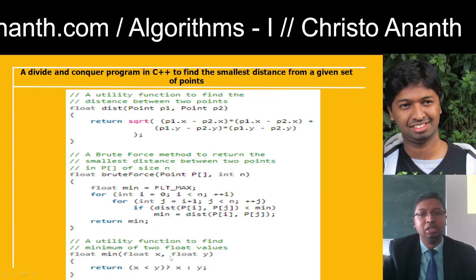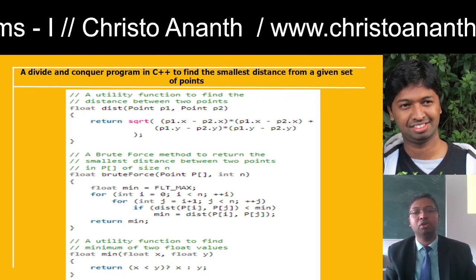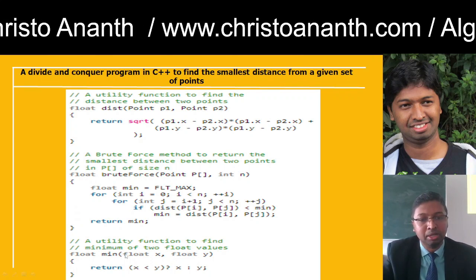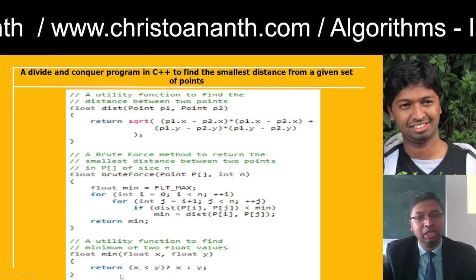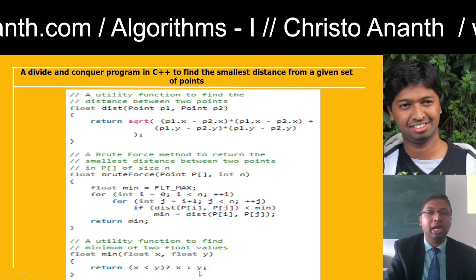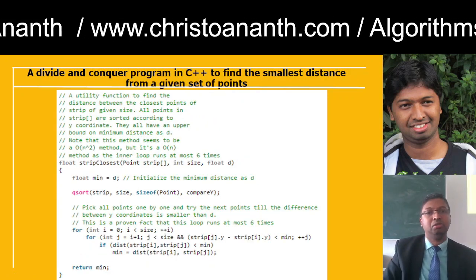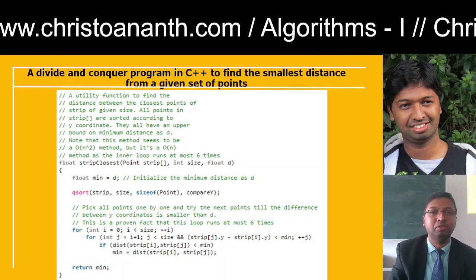Okay. And then you have a utility function to find the minimum of two floating point values. So float min, float x and float y, return x if x is less than y. You are going to compare x and y. Okay, so this is the utility function; next is the function to find the distance between the closest points.